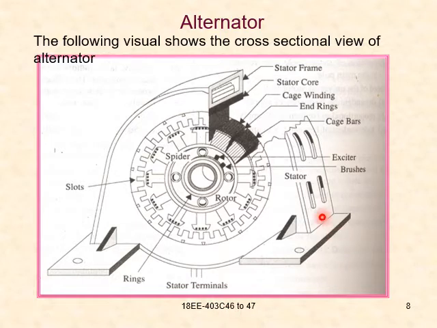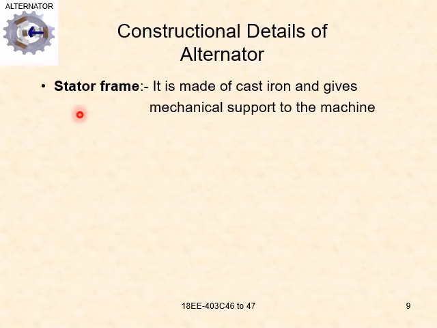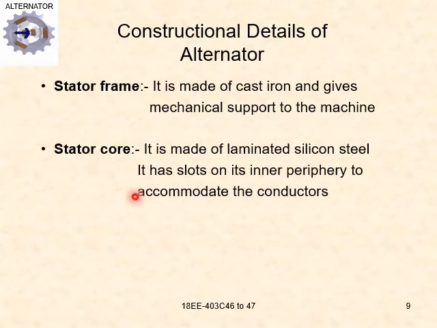Okay, then moving on to the next slide. Constructional details of alternator. Firstly, we'll see the stator frame. It is made of cast iron and gives mechanical support to the machine. Stator core. It is made of laminated silicon steel, and it has slots on its inner periphery to accommodate the conductors.